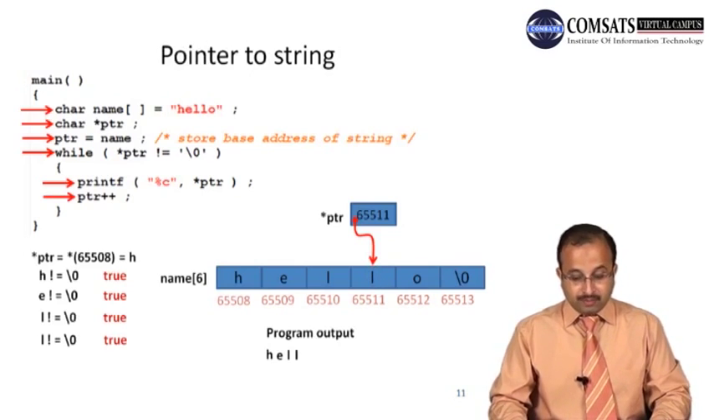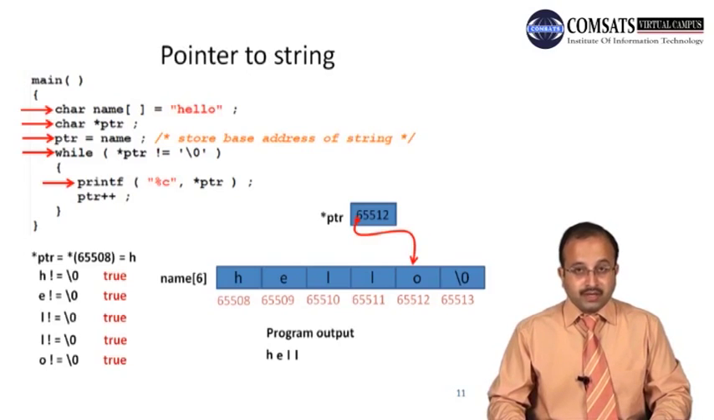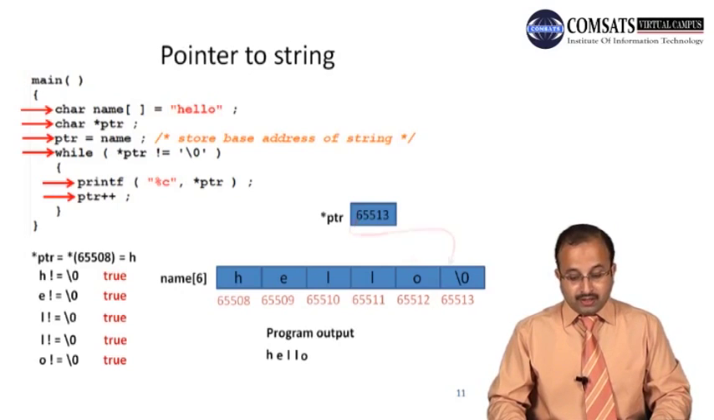Then it increments the PTR. This is the increment in the PTR value. Now it points to the next byte. Then we check the while loop condition. Static PTR is not equal to null condition is true, because static PTR is 0. 0 is not equal to null condition is true. Now it comes inside the loop and prints. In the printf statement we are going to print the character at that static PTR, and static PTR is the value at address 65512, and that is 0. So 0 will be printed, PTR will be incremented.